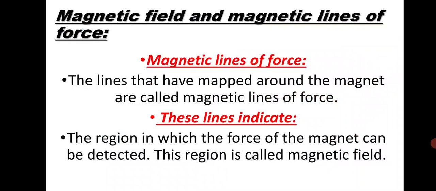So next we discuss the magnetic field and magnetic line of force. Magnetic line of force: the lines that are mapped around the magnet are called magnetic lines of force. These lines indicate the region in which the force of the magnet can be detected. This region is called the magnetic field.